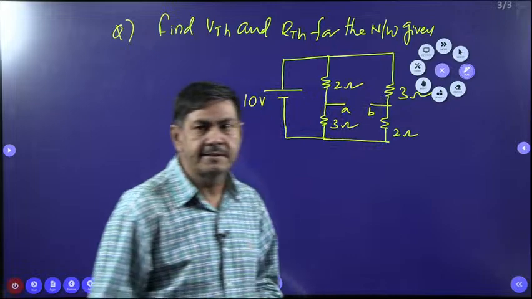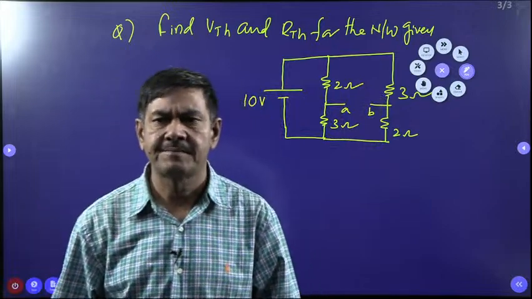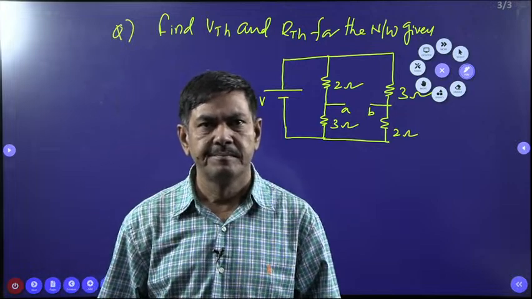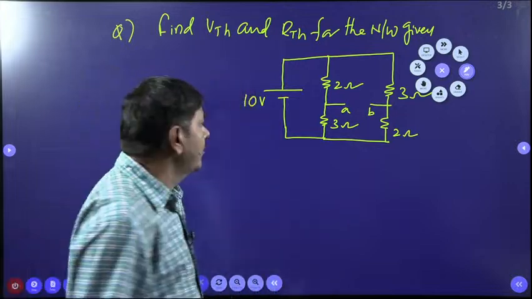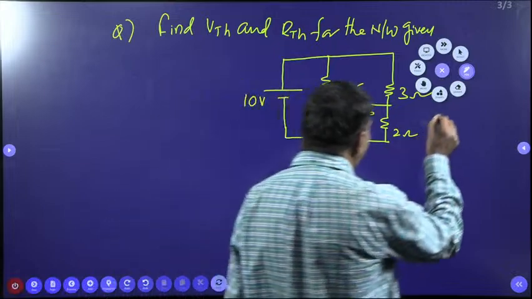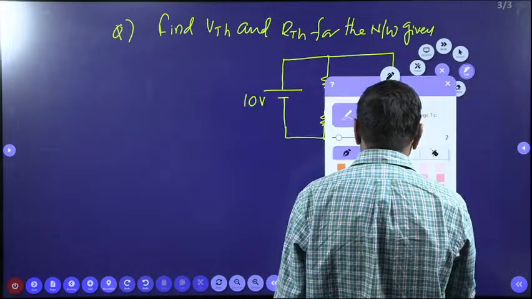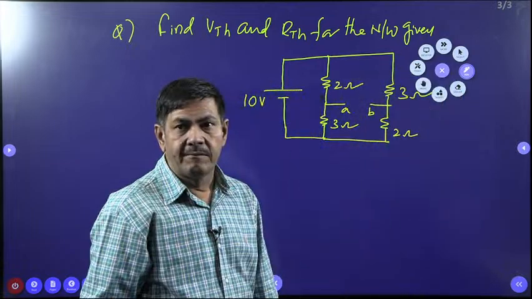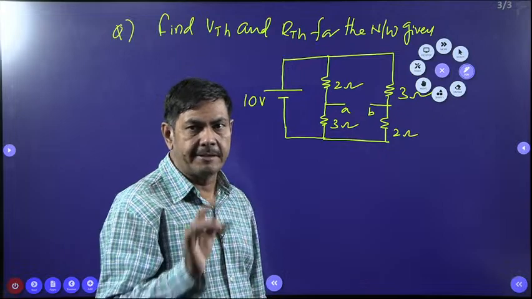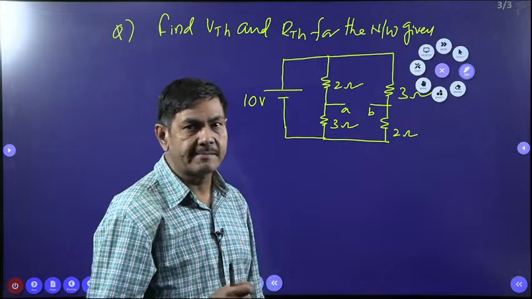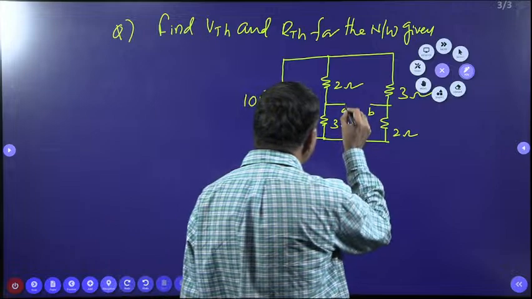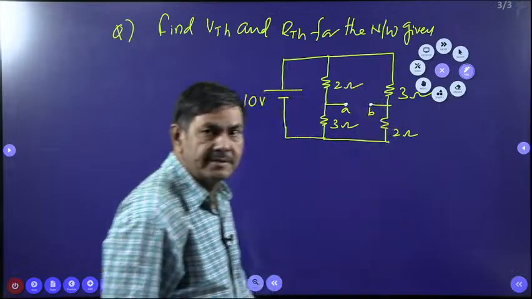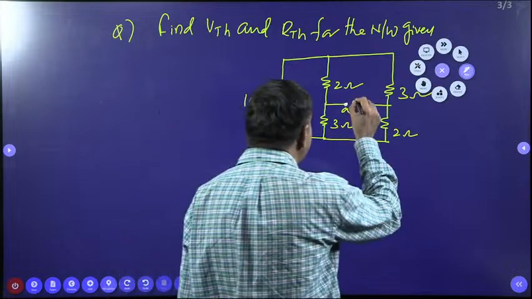How to find VTH and RTH from the given problem? What you have to do here is, initially we can try for VTH. VTH is nothing but, I said already, open circuit voltage. Open circuit voltage means the voltage between these two terminals, A and B. A and B is nothing but VTH, I can say.